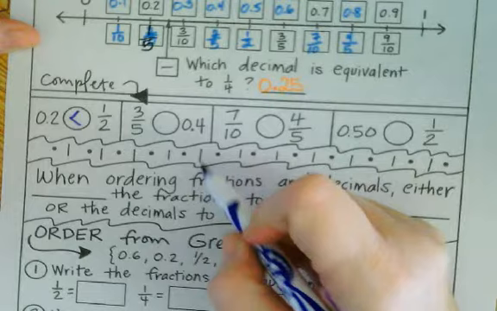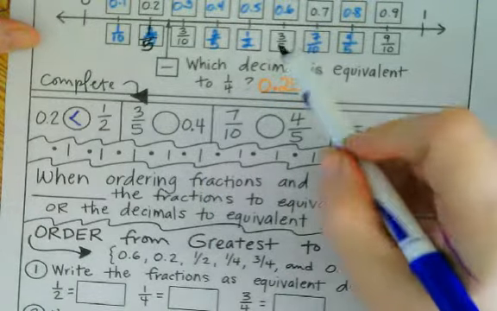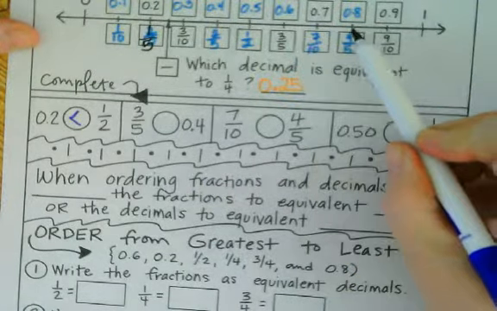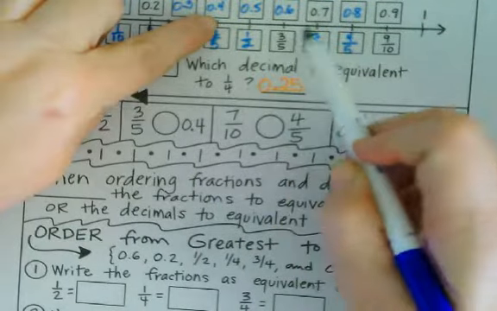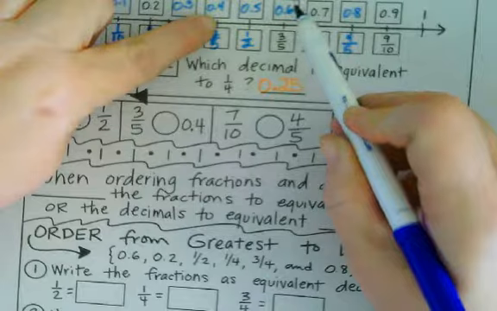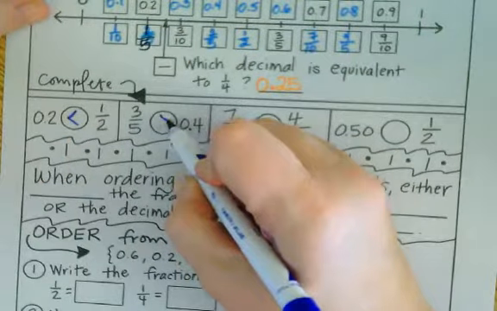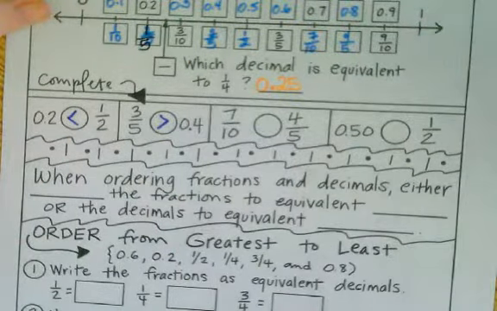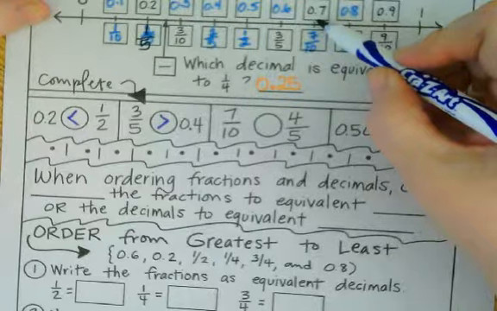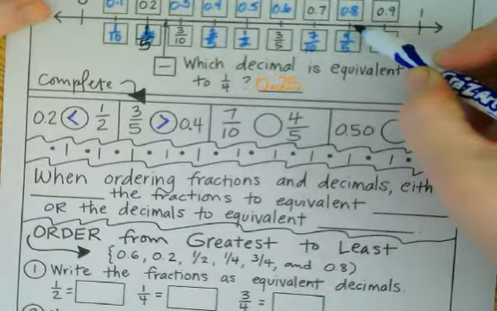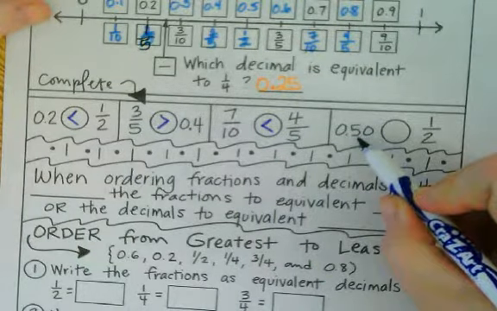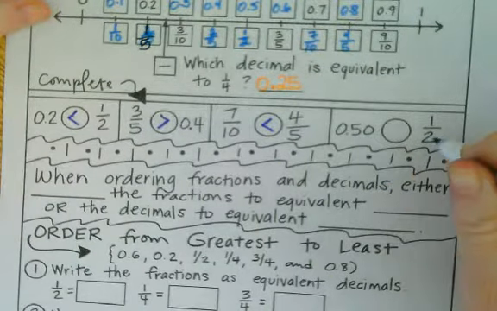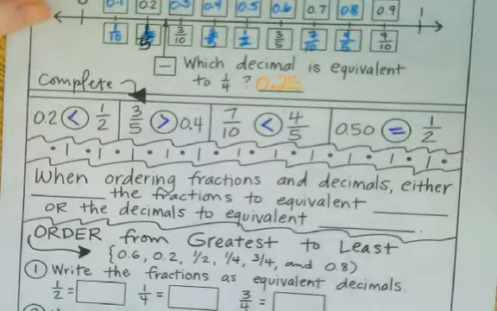3/5 and 4/10. Well, 3/5 is here, and 4/10 is right here. So, who's bigger? 6/10, which is 3/5. Boom. Not bad. 7/10 compared to 4/5. Looks like 4/5 has got it just a little bit more. And then 0.5 and 1/2. Duh, Miss Sissel, those are equal.